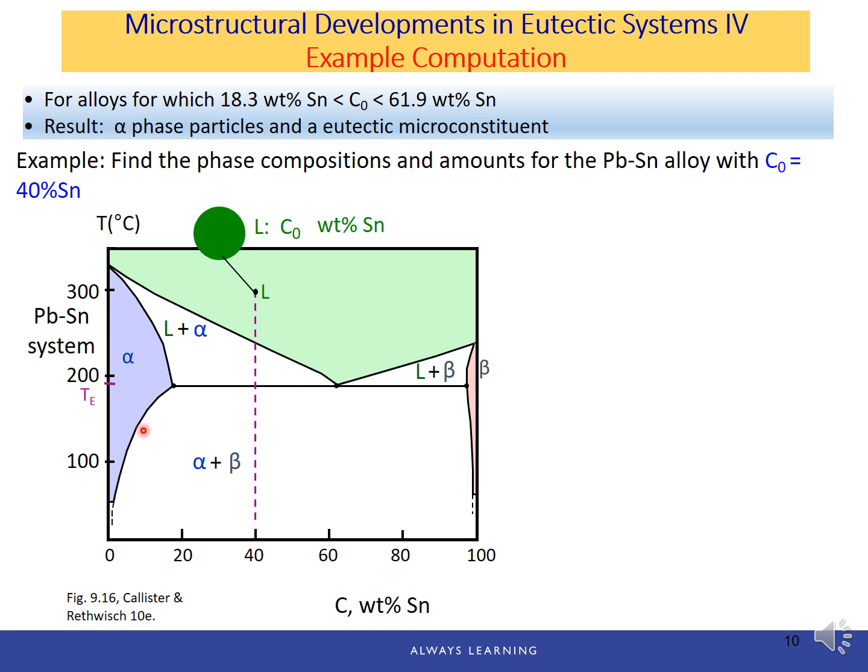The resultant composition or microconstituent at room temperature will be the primary alpha phase particle and a eutectic microconstituent, alpha plus beta. So now let's do one example to find the phase compositions and phase amounts for a lead and tin alloy with a composition of 40% tin.